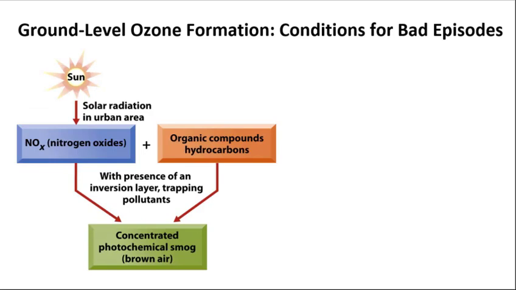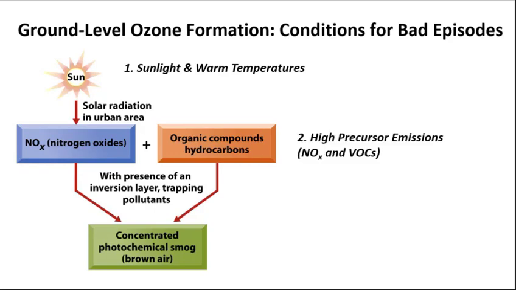This graphic summarizes the points on ground-level ozone formation in urban areas, emphasizing what leads to conditions for bad ground-level ozone. First, sunlight and warm temperatures are required. Hence, summertime is what is typically referred to as ozone season by air quality professionals. Second, high precursor emissions of NOx and VOCs are required.